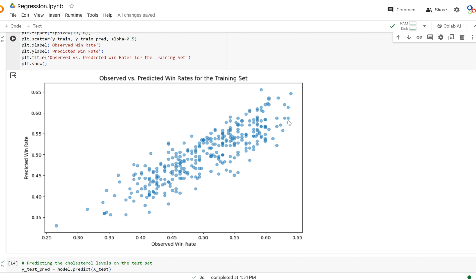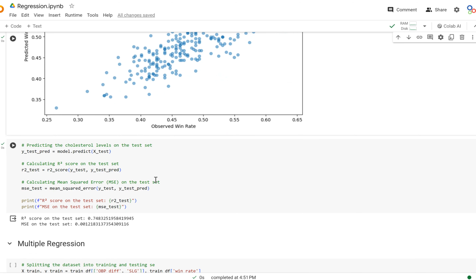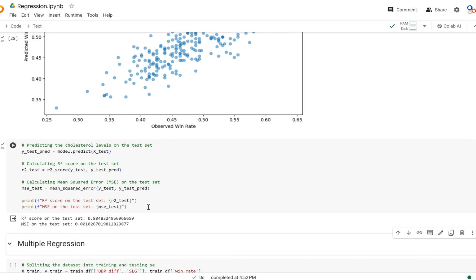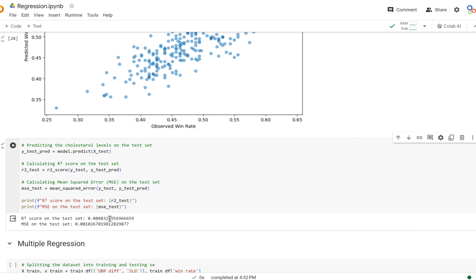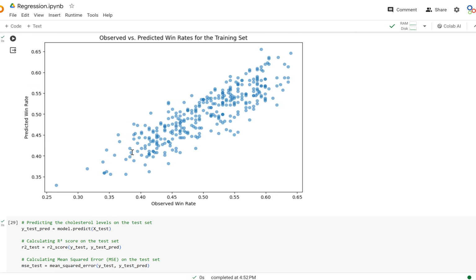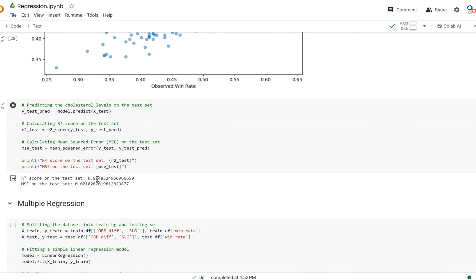So let's move on to the test set, because we just evaluated on the training set. I want to evaluate it on the test set too, to see how it does on untrained data. And as you can see, on the test set, it does pretty good. It actually does a lot better on the test set. On the training set, we got a 0.76 R squared. On the test set, we got a 0.80. And so we actually did better on the test set, and our mean squared error was lower on the test set.